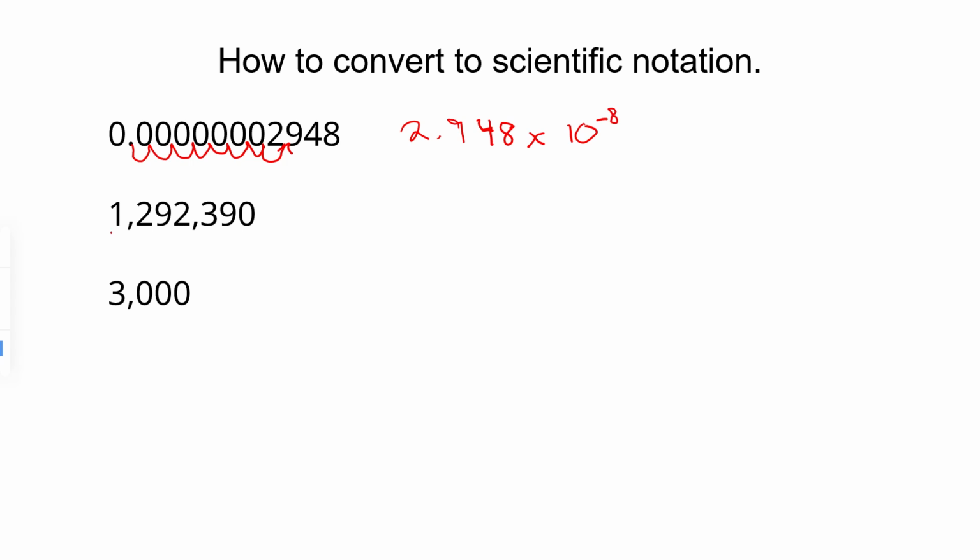So now with the next one, there's no decimal in this number, so we're just going to put this imaginary decimal at the end. Now we're moving this 1, 2, 3, 4, 5, 6 places. So to write this number in scientific notation, it's 1.29239, and you can remove the zeros. We're not doing anything with significant figures right now, so if you don't want to write the zeros, you don't have to. Otherwise, if you want to, you can.